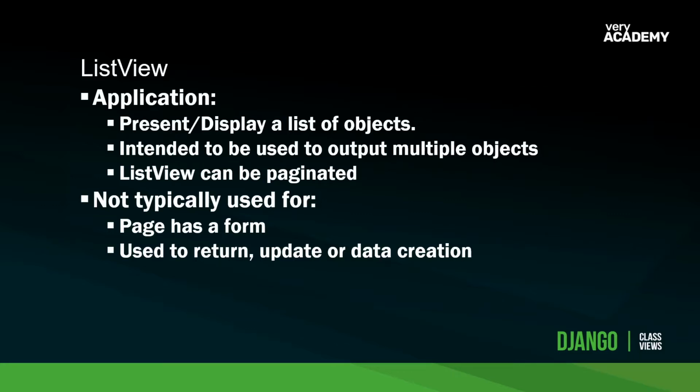Where you might prefer not to use the ListView is if, for example, you had a page with a form, or if you wanted to return data to be updated, or create data in the database. That's typically where you wouldn't use the ListView. Like with all of these views, it doesn't mean you can't use these generic views for that, but Django has incorporated these generic views for specific reasons. The answer really is that there are better equipped generic views for these types of actions.